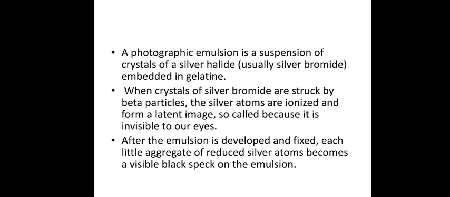Later on you are going to develop it, you are going to fix it, and you are going to identify the aggregates of the reduced silver atom. Usually a reduced silver atom will be black in color. So wherever this bombardment has taken place, wherever silver halide has been reduced to silver atom, in all those areas you are going to see the black colored spots or specks, or a particular pattern is going to be formed. And this is how you locate the chemical, the molecule of your interest.